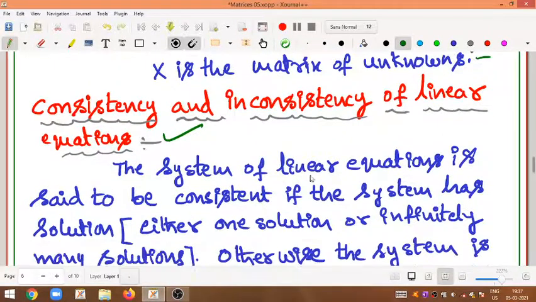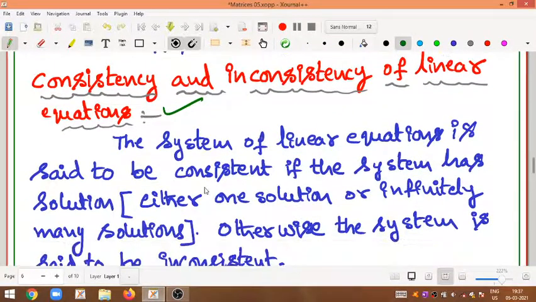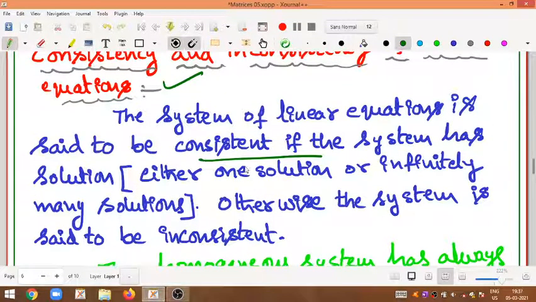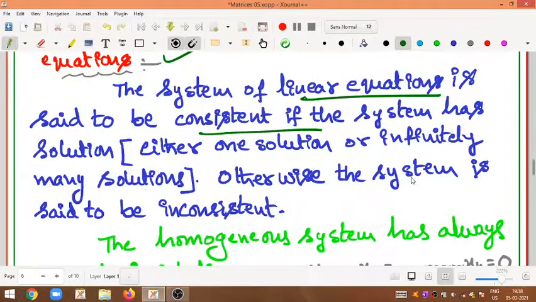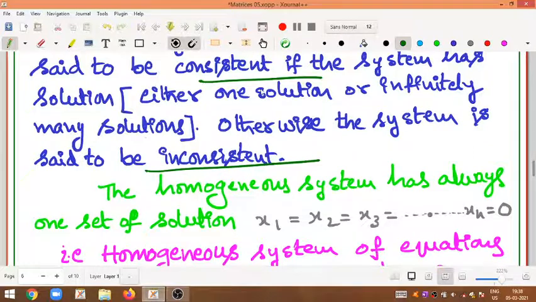See here, the system of linear equations is said to be consistent if the system has a solution, either one solution or infinitely many solutions. Otherwise, the system is said to be inconsistent. If the given system has no solution, that's why the system is said to be inconsistent.